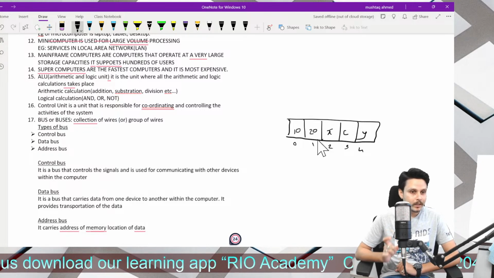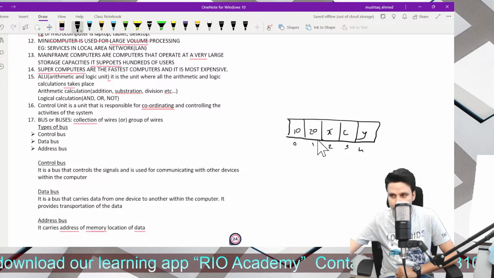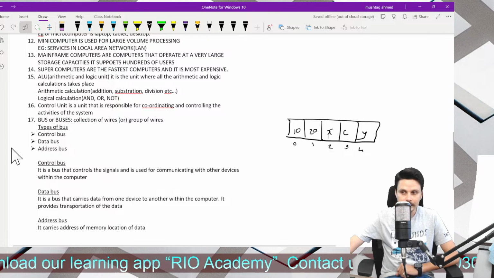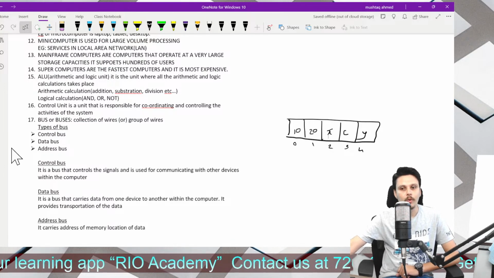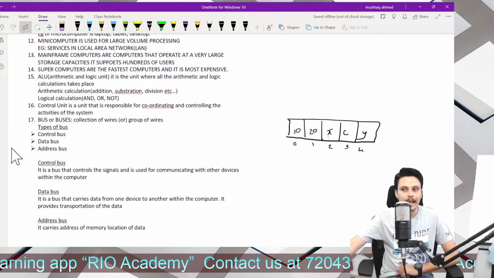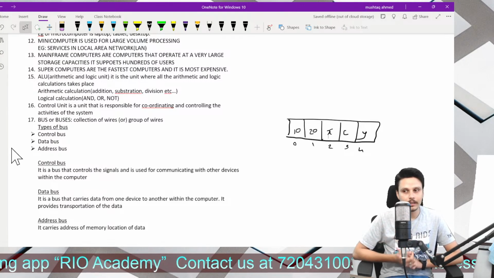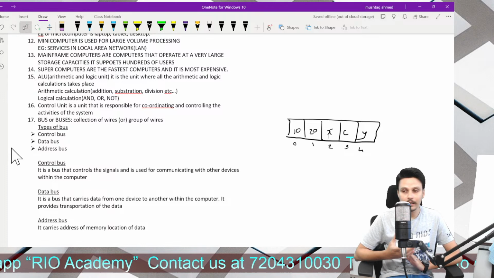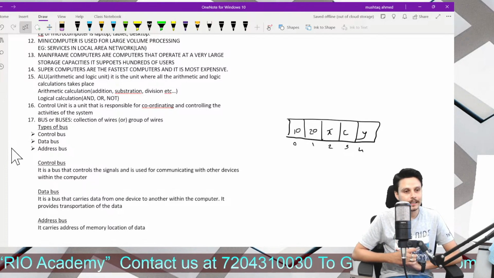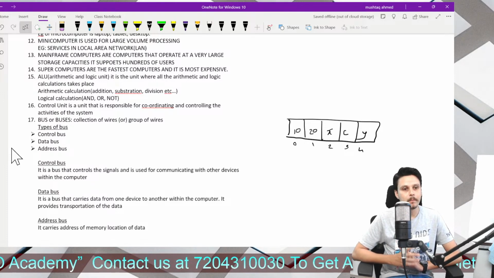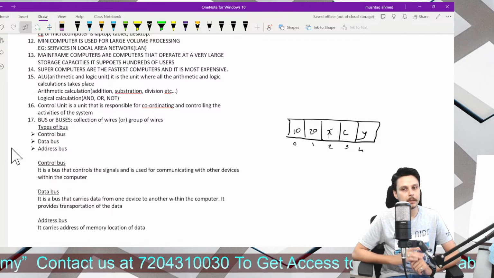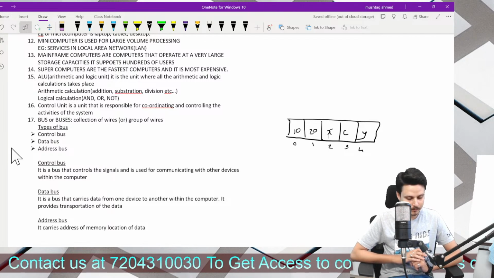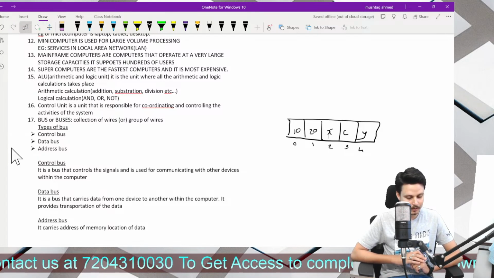In which memory is the data stored? For example, in which memory is c stored? 3. So what does address bus do? It carries that 3 is the location, its address. It carries the address of memory location of the data. So this is all about buses and its types.